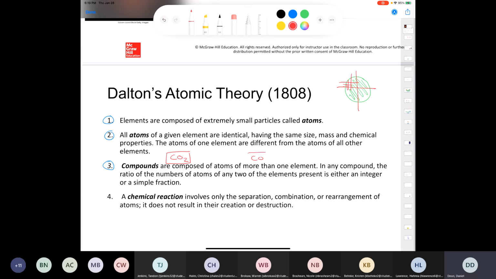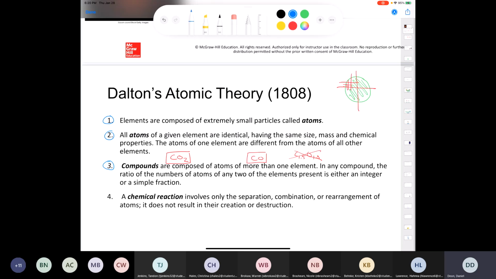And you see the same thing for carbon monoxide. We have a ratio of 1 to 1. There's no such thing as C 1.5 and O 1.8. It doesn't exist. When atoms combine to make compounds, they're always present in whole number ratios or something very simple.